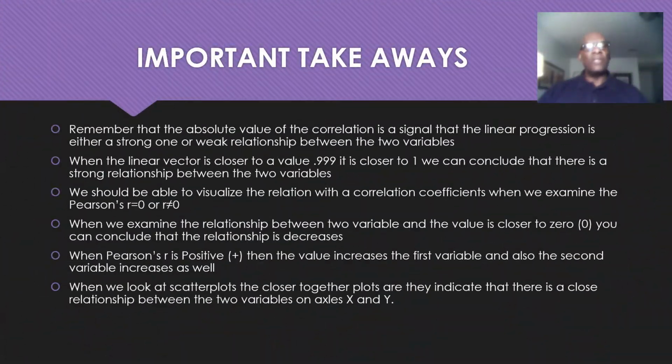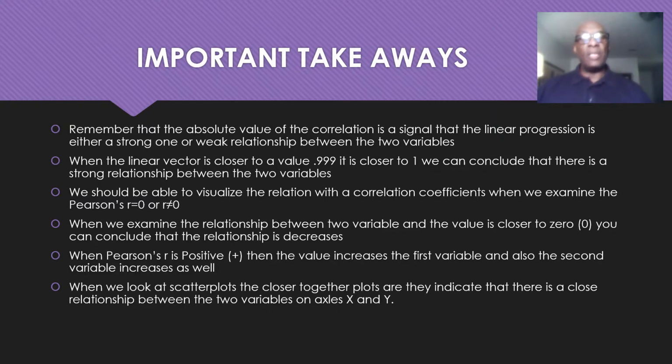Important takeaways. Remember that the absolute value of the correlation is a signal that the linear progression is either a strong or a weak relationship between the two variables. When the linear vector is closer to a value of 0.99, it is closer to 1. We can conclude that there is a strong relationship between the two variables.